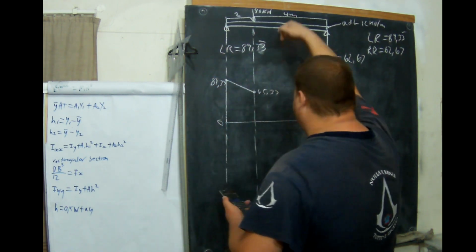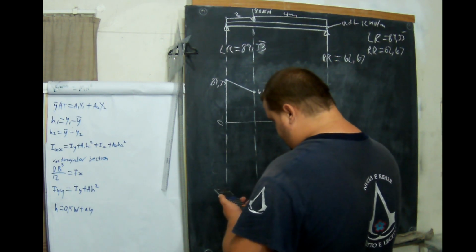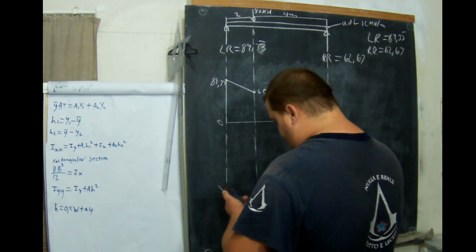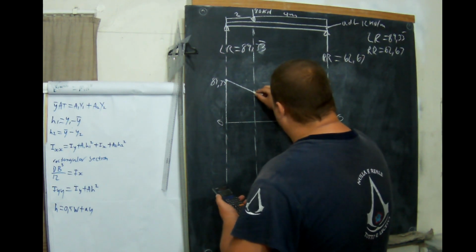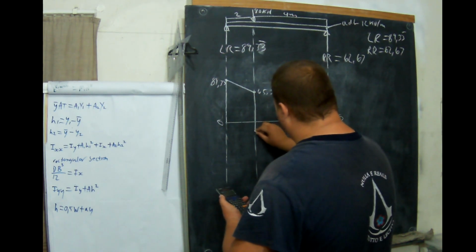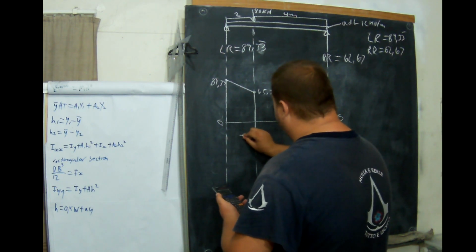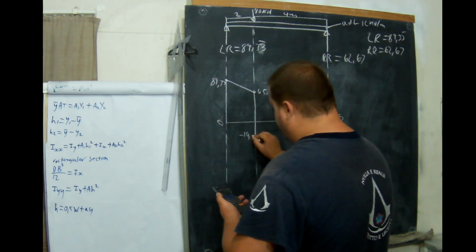Now we're going to go down by 80. Minus 80 equals, that's a negative. So that's negative 14.67.